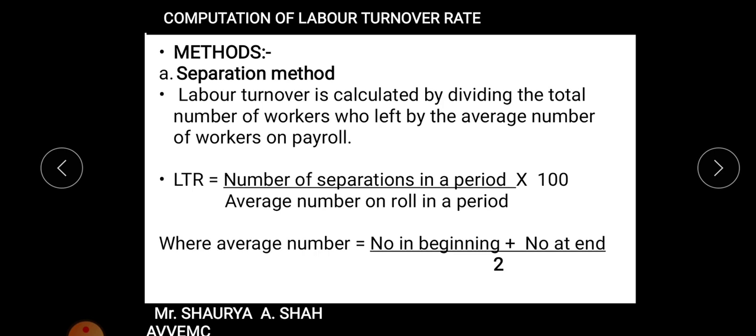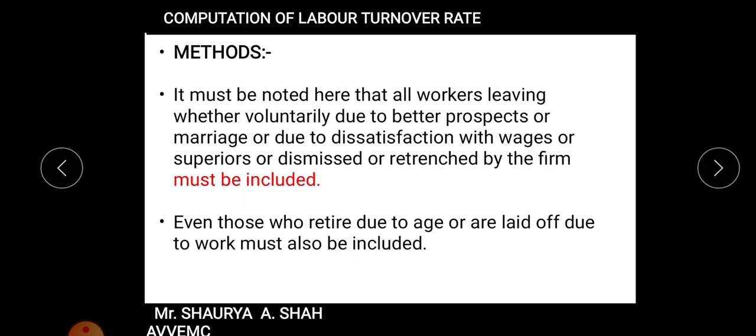The same formula will be utilized in the second method, but before that, a few points to be remembered for the separation method, right? It must be noted very importantly here that all the workers leaving, whether voluntarily due to better prospects or marriage, or due to dissatisfaction with wages or superiors, or dismissed or retrenched by the firm, must be included, right? That's why I've highlighted the words must be included.